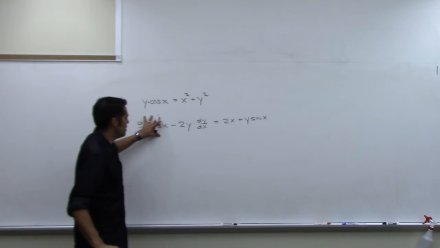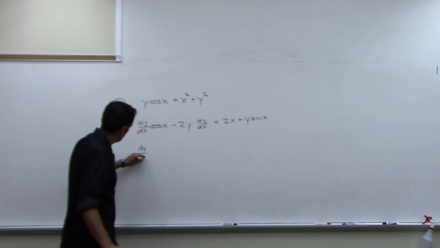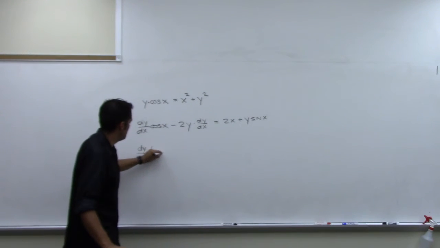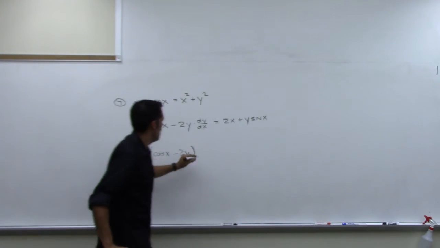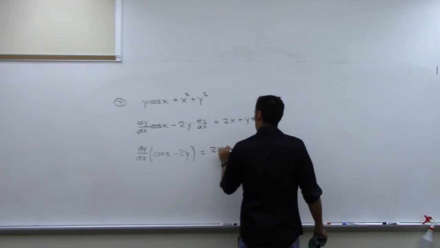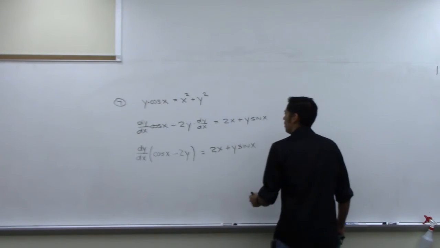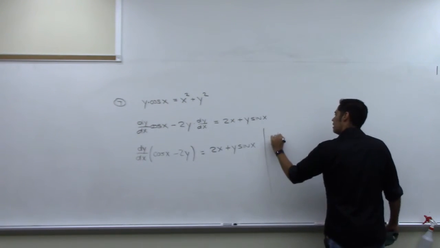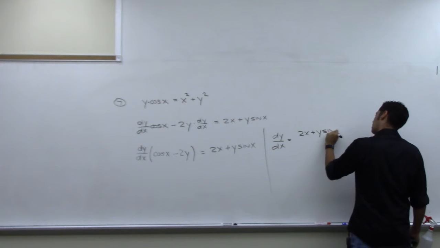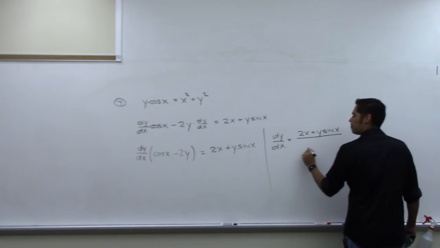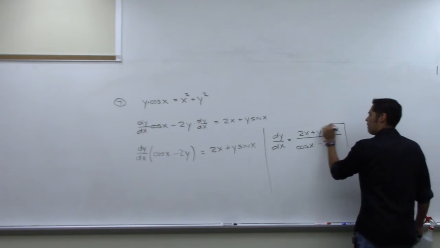We've got dy/dx here and dy/dx here, so let's factor it out as a GCF, greatest common factor. I will be left with the cosine x that was here, and then minus 2y. And then over here I have 2x plus y sine x. And then I will divide both sides by this. So my final result will be dy/dx equals 2x plus y sine x over cosine x minus 2y. There we go.